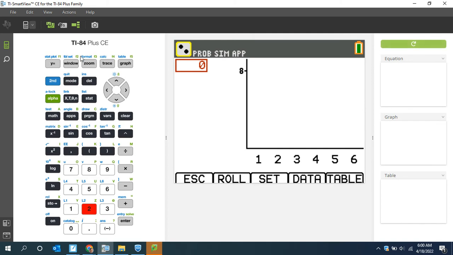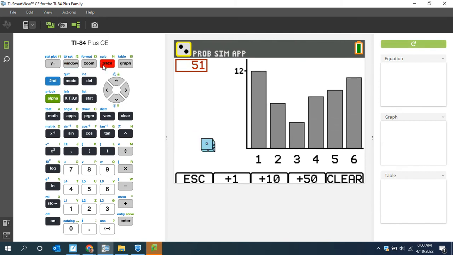And we're going to roll by pushing that button. And I'm going to do 50 then. So I'll do plus 50. So up to 51. 61. Now I got to get up to 100. All right.